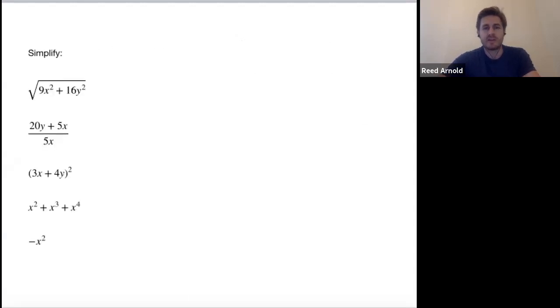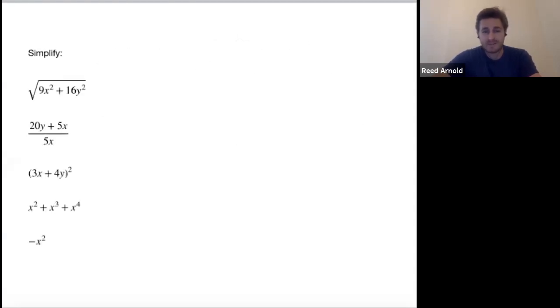Okay, so this page is meant to be examples of addition, multiplication, and exponent mix-ups. Certain rules and certain mechanics apply to one of these three, and it's very tempting to cross up when you use which. So for instance, you might think, oh, the square root of 9x squared plus 16y squared is 3x plus 4y. That's not correct.